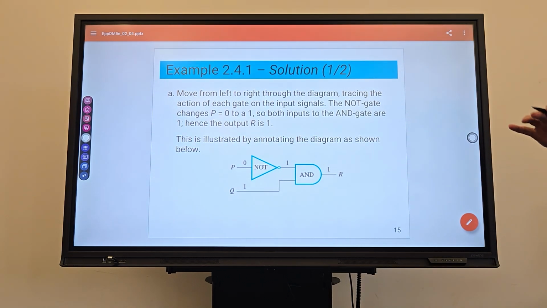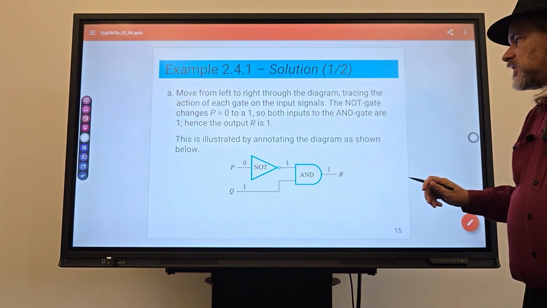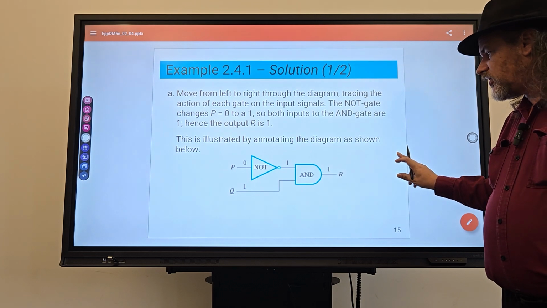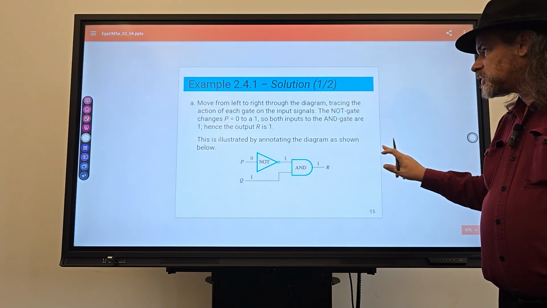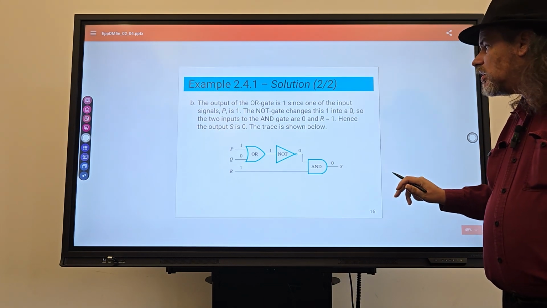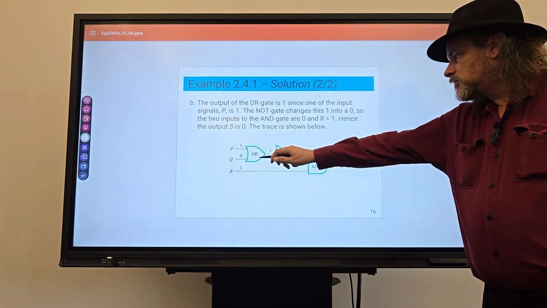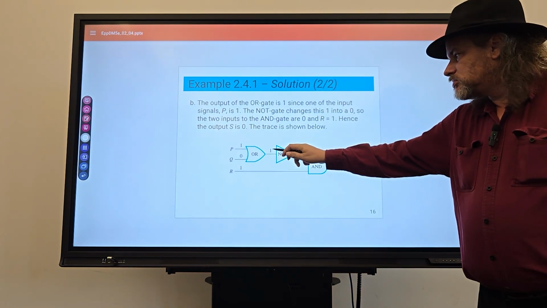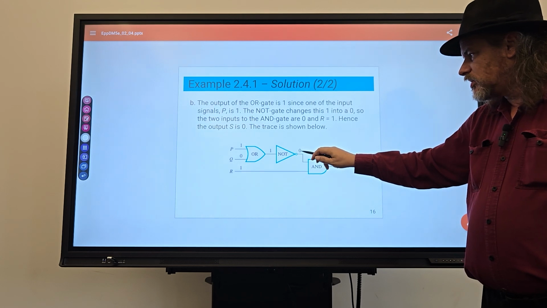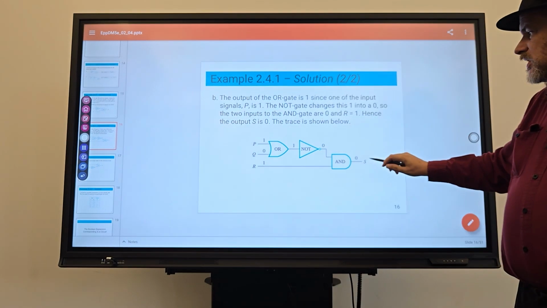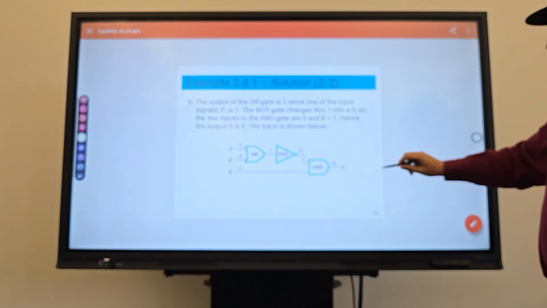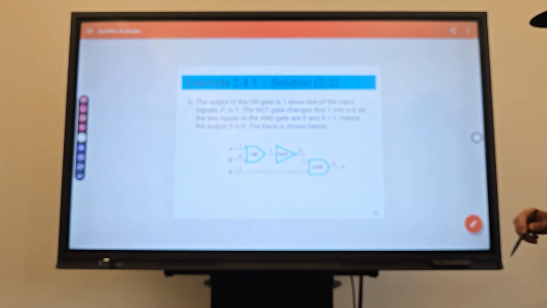So you move left to right through the diagram, tracing the action of each gate, and get the result. Likewise with this: OR 1, inverted 0, and then 0 on the AND gate.